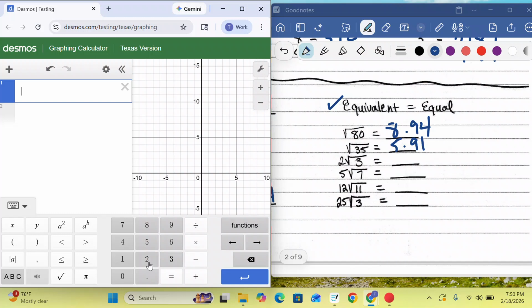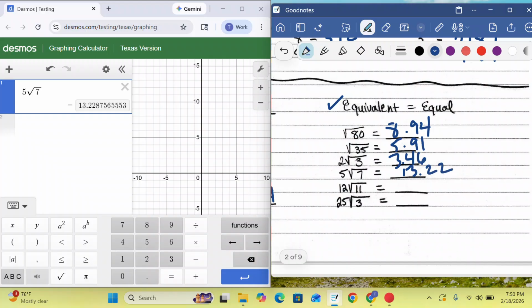2 square roots of 3, I'm going to put in 2, then I put the square root, and then I do the 3. And the answer is 3.46. Then I'm going to go ahead and do 5 square roots of 7. And the answer is 13.22. 12 square roots of 11. The answer is 39.79.